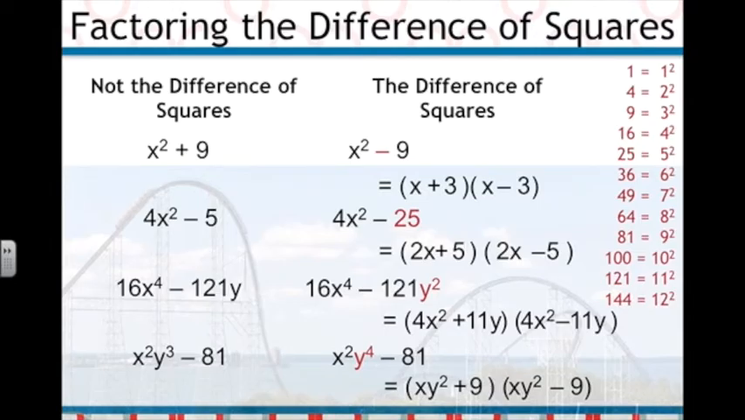Now we have our final answer, x squared y to the fourth minus 81 equals xy squared plus 9 times xy squared minus 9.